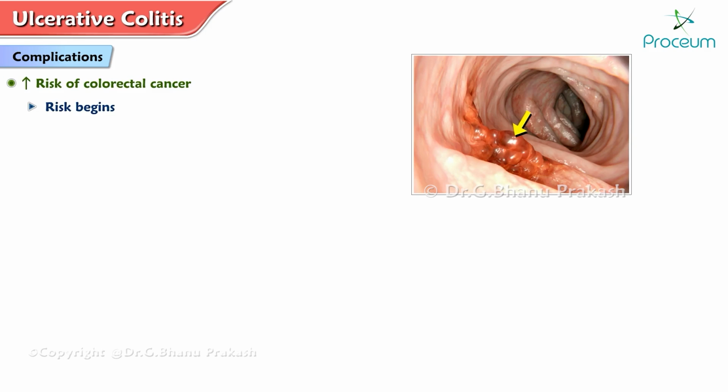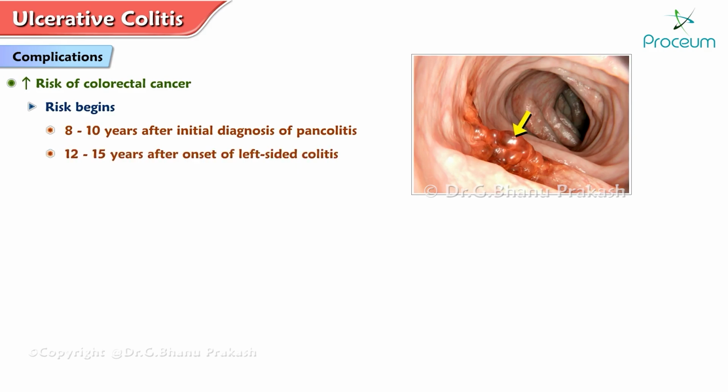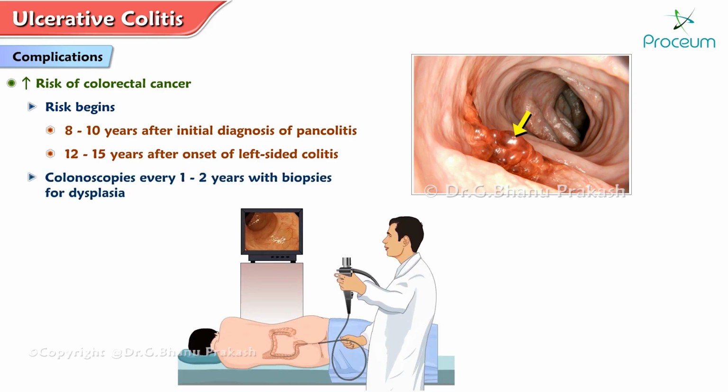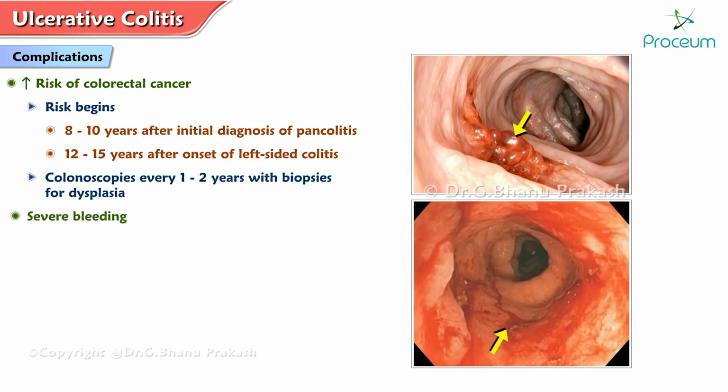The risk begins 8 to 10 years after the initial diagnosis of pancolitis and 12 to 15 years after the onset of left-sided colitis. At this point in time, colonoscopies every 1 to 2 years with biopsies for dysplasia are recommended. Severe bleeding. Bleeding may be severe in up to 10% of patients. Massive hemorrhage occurs in up to 3% of patients with ulcerative colitis at some time in their disease course and may necessitate urgent colectomy.